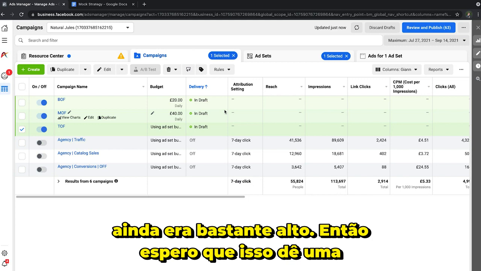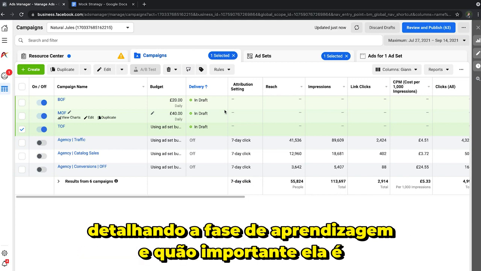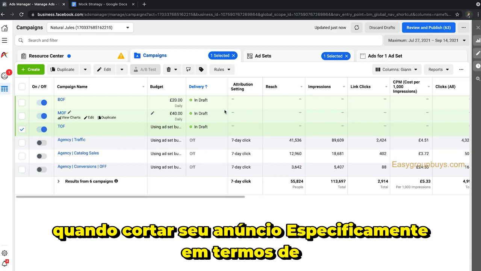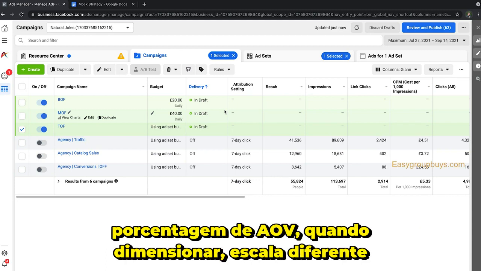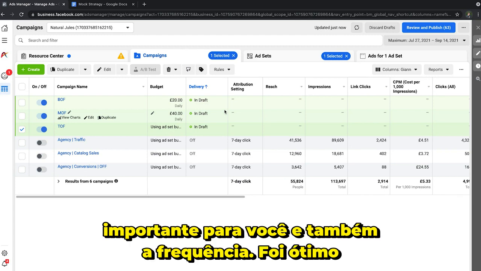So hopefully that gives a breakdown in regards to optimizing and scaling your ads, breaking down the learning phase and how important it is, when to cut your ads specifically in terms of percentage of AOV, when to scale, different scaling techniques, what the columns represent and how they're important to you, and also the frequency.